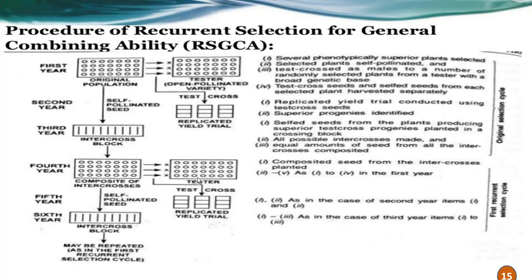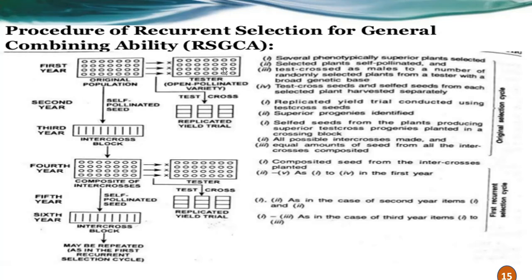Then the next type is recurrent selection for general combining ability. Here is the procedure. It is a modification of simple recurrent selection in which several phenotypically superior plants are selected, as in simple recurrent selection. The selected plants are self-pollinated and test crossed as male to a number of randomly selected plants from the tester with a broad genetic base.